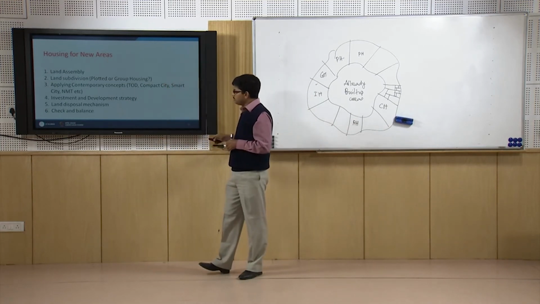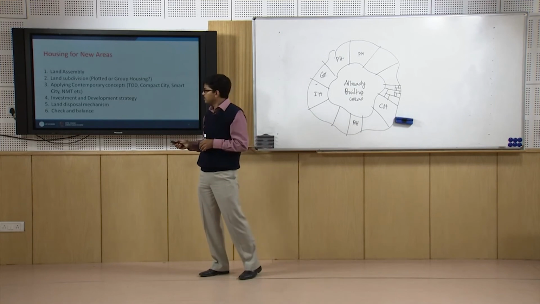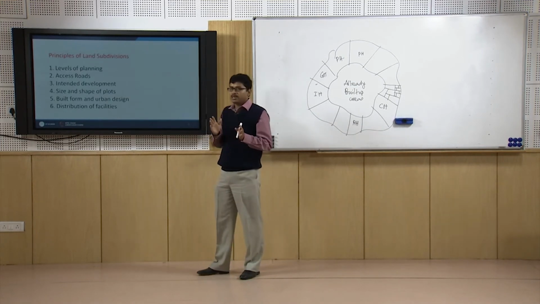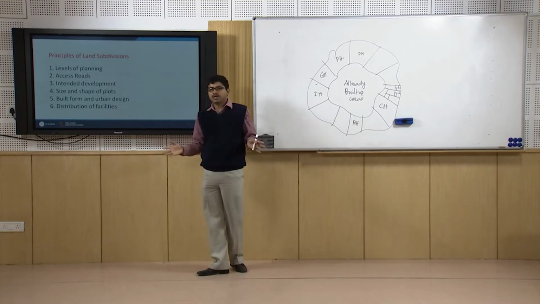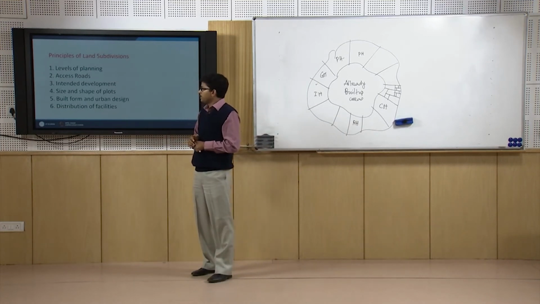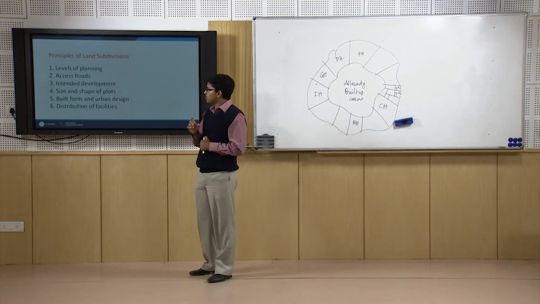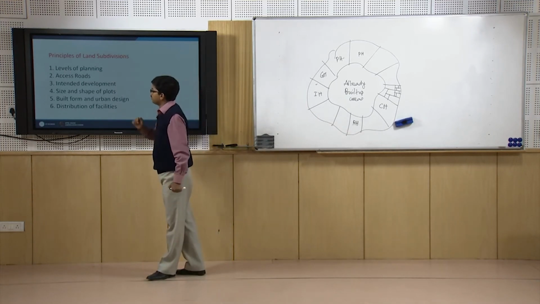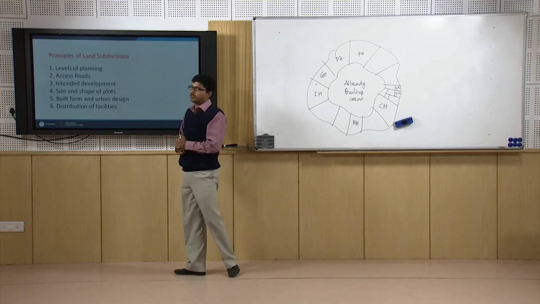After that we need to discuss a few elements of land subdivision, that is, how we actually divide a bigger parcel of land into small pieces, so that the small pieces of land are utilized by the developer or the small developer. The first principle of land subdivision is the levels of planning.